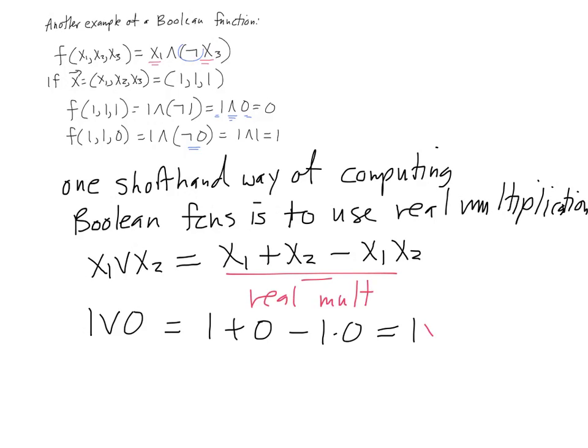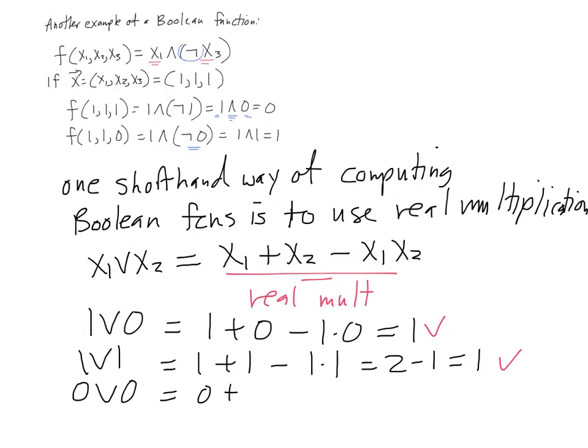1 or 0 is 1. 1 or 1, that's going to be 1 plus 1 minus, and now you see why this product has to be here, 1 times 1. So you're going to get 2 minus 1, which is 1, which also works. Okay, 0 or 0, that's going to be 0 plus 0 minus 0 times 0, which is 0, which works. Okay, so that checks out.